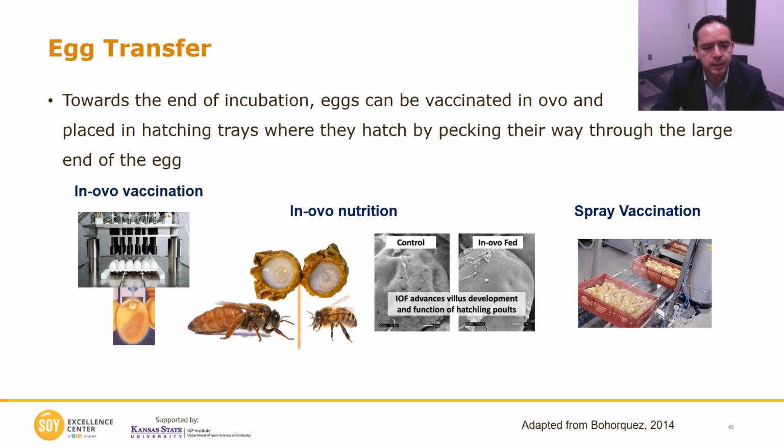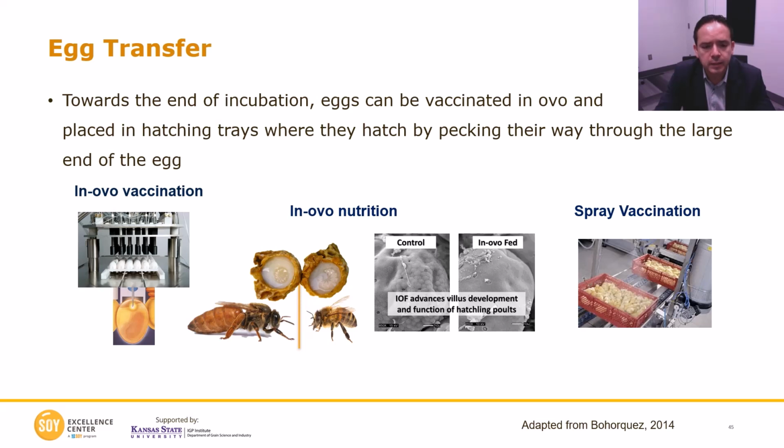Also, there is some research about in ovo nutrition, and the idea here is, as you can see, those two larvae in the middle are genetically identical, but the larva on the left receives more royal jelly, and then it becomes a queen. The larva on the right receives less royal jelly, and then becomes a worker bee. So the idea here is that there is some influence of early nutrition on the development of the animals.